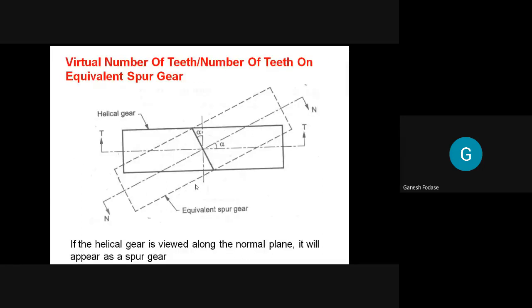Now, the next concept: in helical gears we have to define a virtual number of teeth. There is one concept called the virtual number of teeth, or the number of teeth on an equivalent spur gear. As we know all the formulas for a spur gear, in order to use the analysis of a spur gear for a helical gear, we consider two planes, the transverse plane and the normal plane. If the helical gear is viewed along this plane, perpendicular to the normal plane, then it will appear as a spur gear.